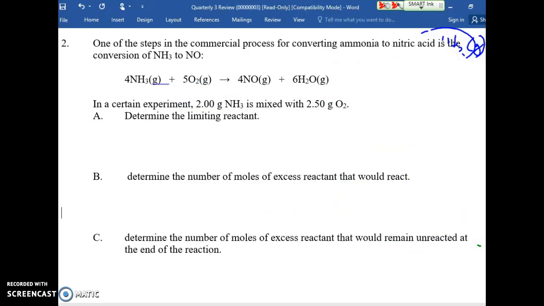Question 2, a very similar question. The same in that I need to determine the limiting reagent using, again, two given masses. There's some other things we have to do. Let's attend to that first. We need to, of course, convert those masses to moles.